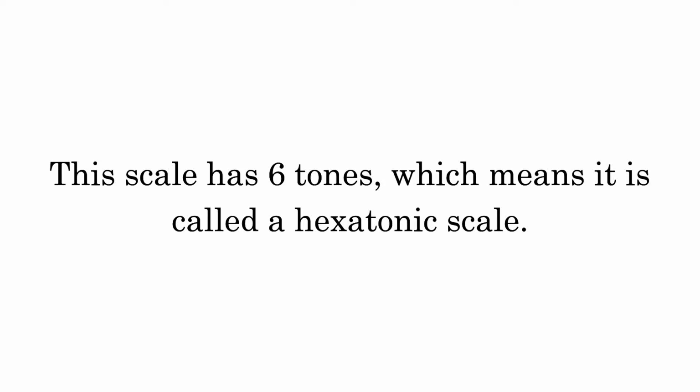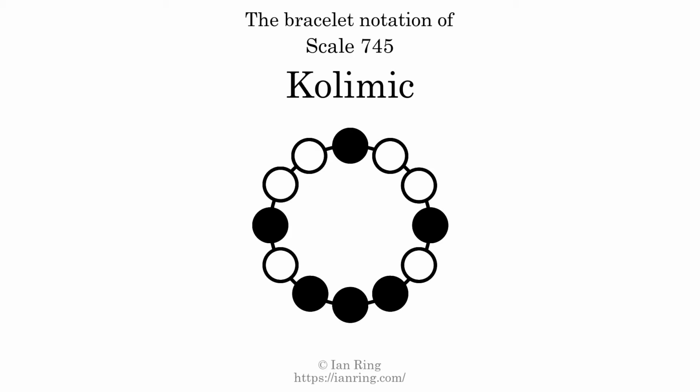This scale has 6 tones, which means it is called a hexatonic scale. This is a bracelet notation diagram of scale 745. The shaded circles represent tones that appear in the scale, and they are read clockwise, starting at the top.